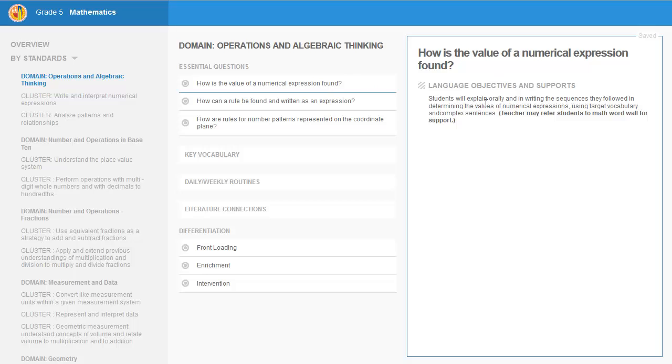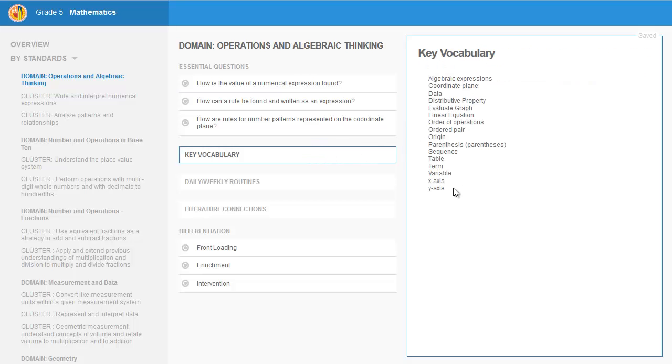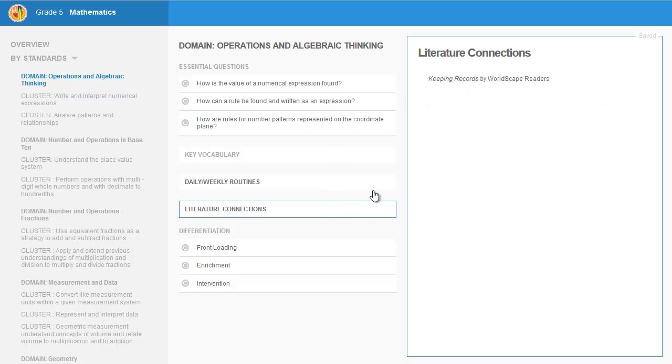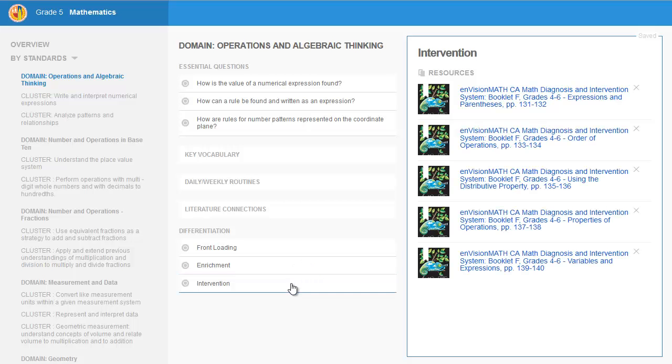In essential questions, you can find again the language objective and supports, exactly how you would find in the PDF document. Key vocabulary has the words introduced in the unit. Daily and weekly routines covers the routines that might be used in the unit. Literature connections are associated with the unit, which is all obvious. And in differentiation, we have resources associated for front-loading, enrichment, and intervention.